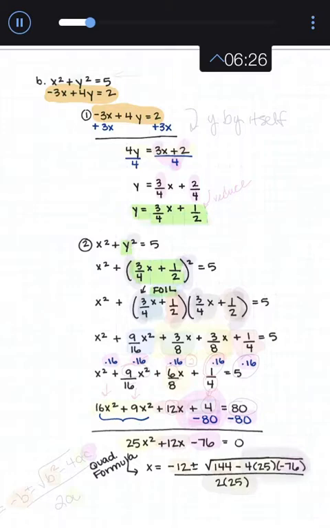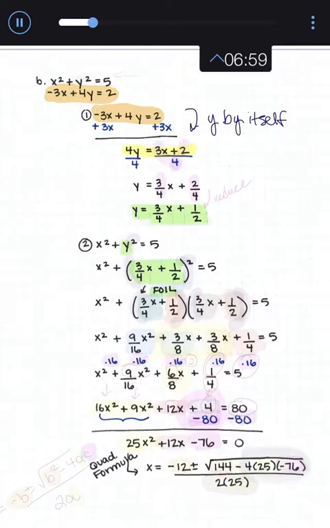It doesn't matter which. Now this is a line, so we're already pretty used to getting y by itself. So let's go ahead and get y by itself. Well, how do we get y by itself? Well, we're going to first of all move the 3x, so we'll add 3x to both sides. That will just leave us with 4y equals 3x plus 2.